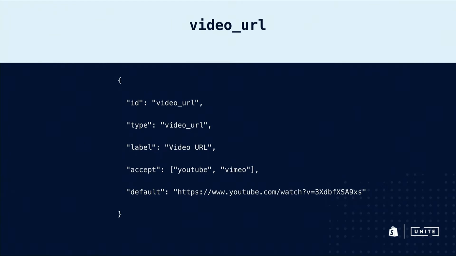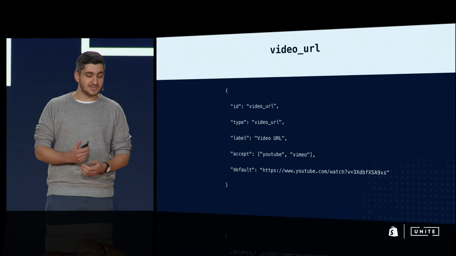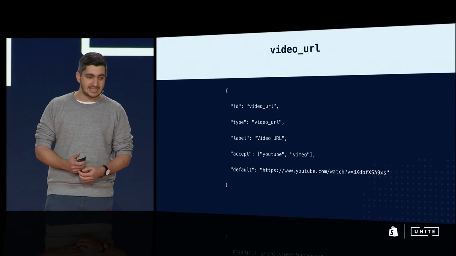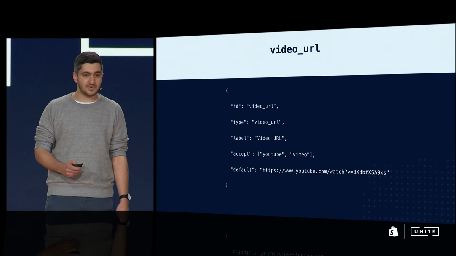Third, after noticing a common pattern of using text inputs for video URLs across many themes, we've introduced the video URL setting type to standardize this. It supports both YouTube and Vimeo and validates the input against well-known URL patterns from both these providers.